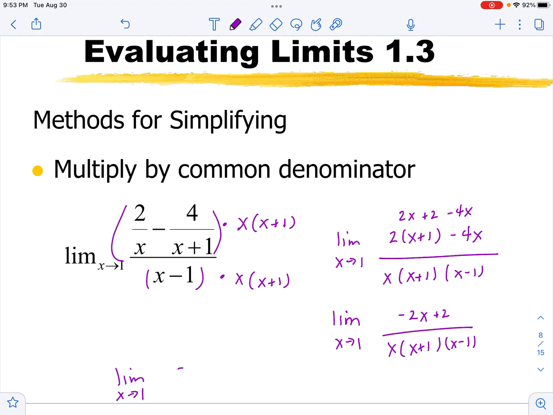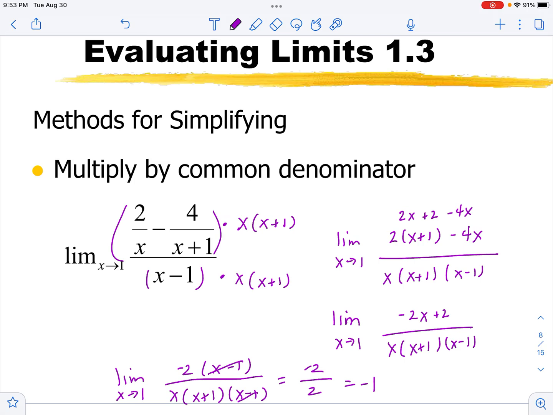We're going to factor out a negative 2. When we factor out that negative 2, that's going to leave us with an x minus 1. And that's going to be helpful because we can cancel that term out that's causing us our issue. So if we now cancel out that term, that allows us to do our direct substitution. So we're plugging in 1. So we'd have negative 2 in the numerator, 1 times 2 in the denominator, and when we evaluate that, we get a negative 1. So again, we have 3 different techniques that we've talked about.